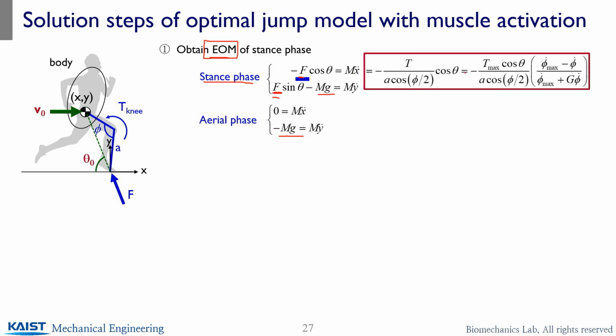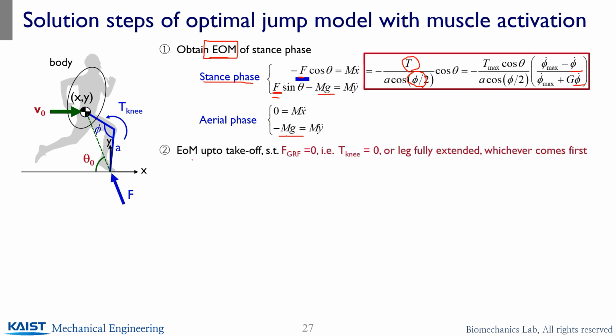So from the Hill's model, only highlighting the force-velocity curve, we express it in terms of torque and the joint angle, the knee joint angle. And there are some parameters involved with those models. So until when are we going to integrate them? We are going to integrate them up to the takeoff state.